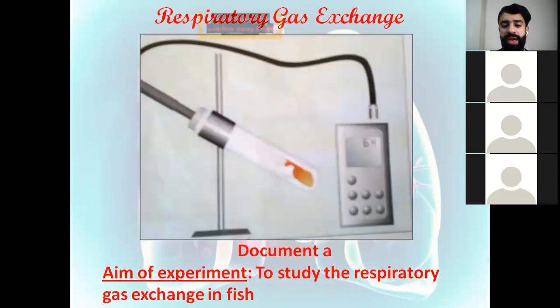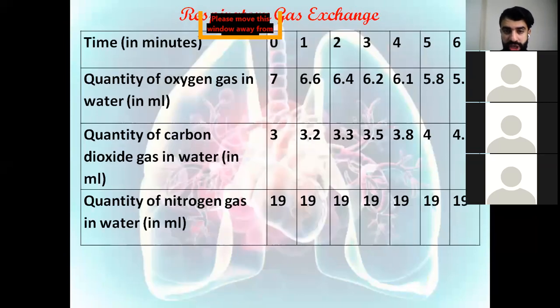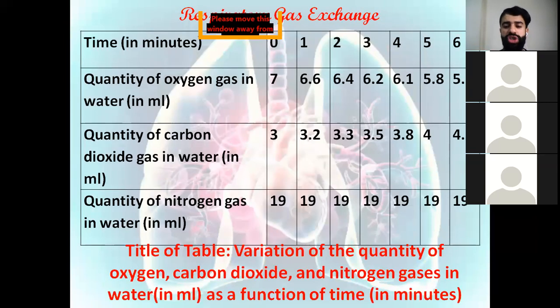This experiment is showing the fish. It's found inside a test tube that's connected to a probe and connected to the oximeter. The aim of this experiment is to study the gas exchange in the fish. So we have this table. This table is showing the variation of the quantities of oxygen, carbon dioxide, and nitrogen gases in water as a function of time. So at time zero, sorry, 0 minutes, the quantity of oxygen gas was 7 milliliter. Carbon dioxide was 3 milliliter, and the quantity of nitrogen was 19 milliliter.